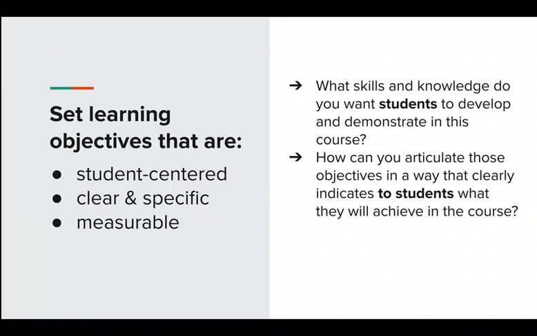It's also important that these learning objectives be clear and specific. How can we articulate those objectives in a way that clearly indicates to students what they're going to achieve in the course? And finally, we need to set learning objectives that are measurable or assessable in some way. We need to be able to have assessments that can judge whether or not students have met these objectives. And therefore, we need to have these objectives be something that's very focused and specific, and something that can be measured. That doesn't mean, of course, that you can't have broader goals for your students in your course that are not necessarily measured or not necessarily assessed.